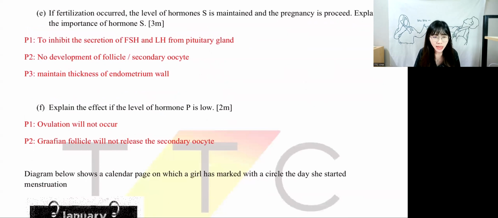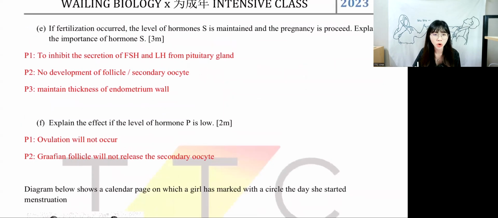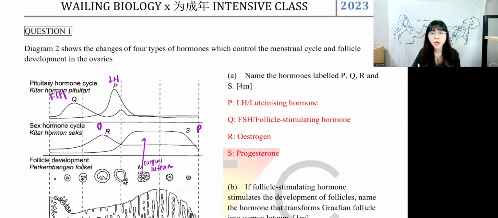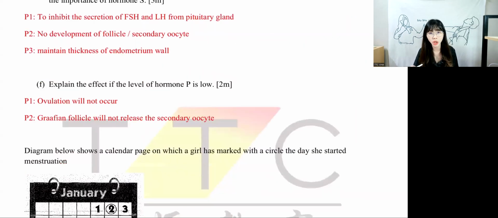Okay, F, explain the effect if hormone P is low. Hormone P is a luteinizing hormone. So when hormone P is low, it means that the person has no ovulation. No ovulation means that they will not release any secondary oocytes from the Graafian follicle. So that is the luteinizing hormone.